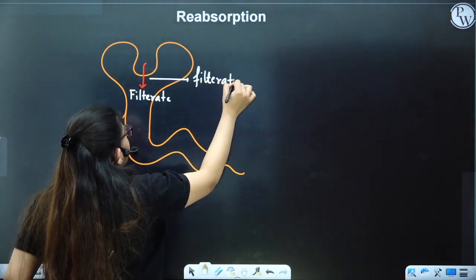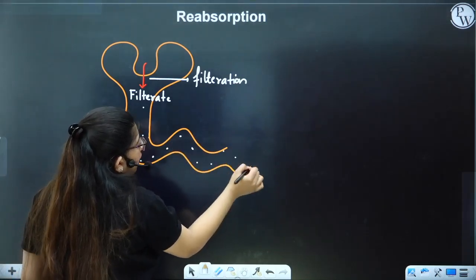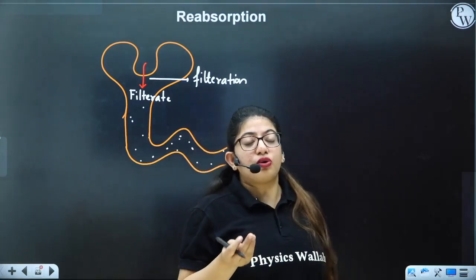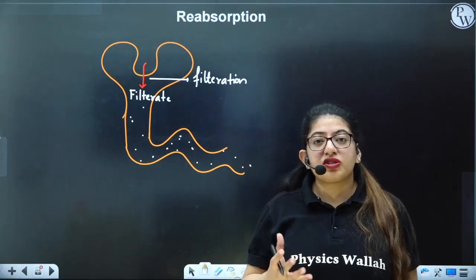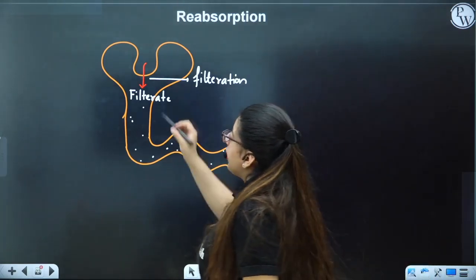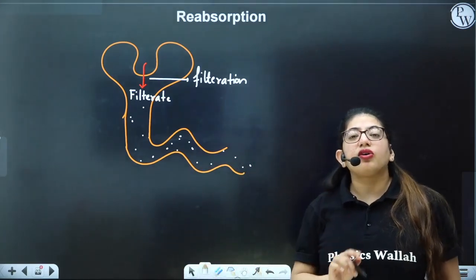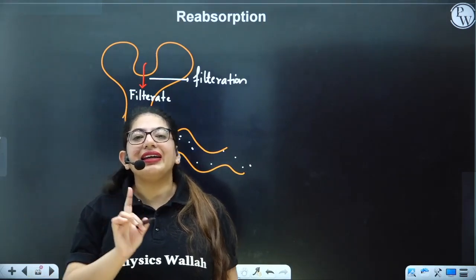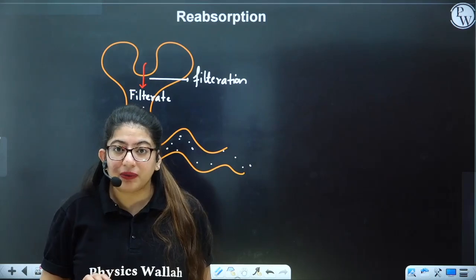After filtration, whatever filtrate is formed has to pass through these tubes. Now there are certain things that are very important to you, for example glucose, amino acids, and most important, water. Because the amount of filtrate formed per day is around 180 liters, but the urine formed is around 1.5 liters per day.